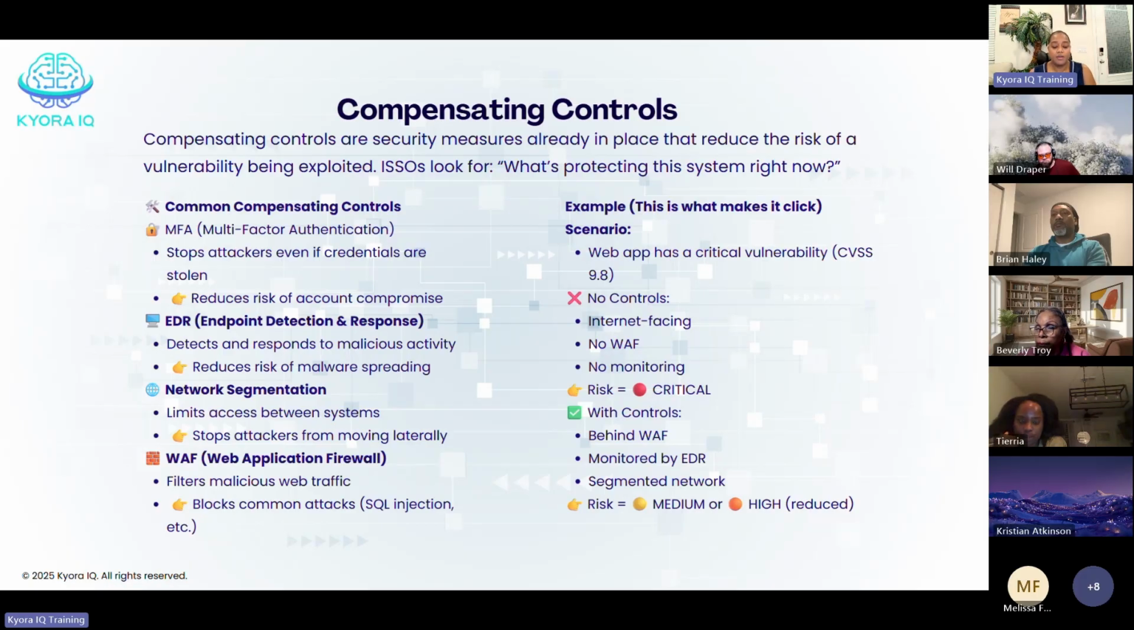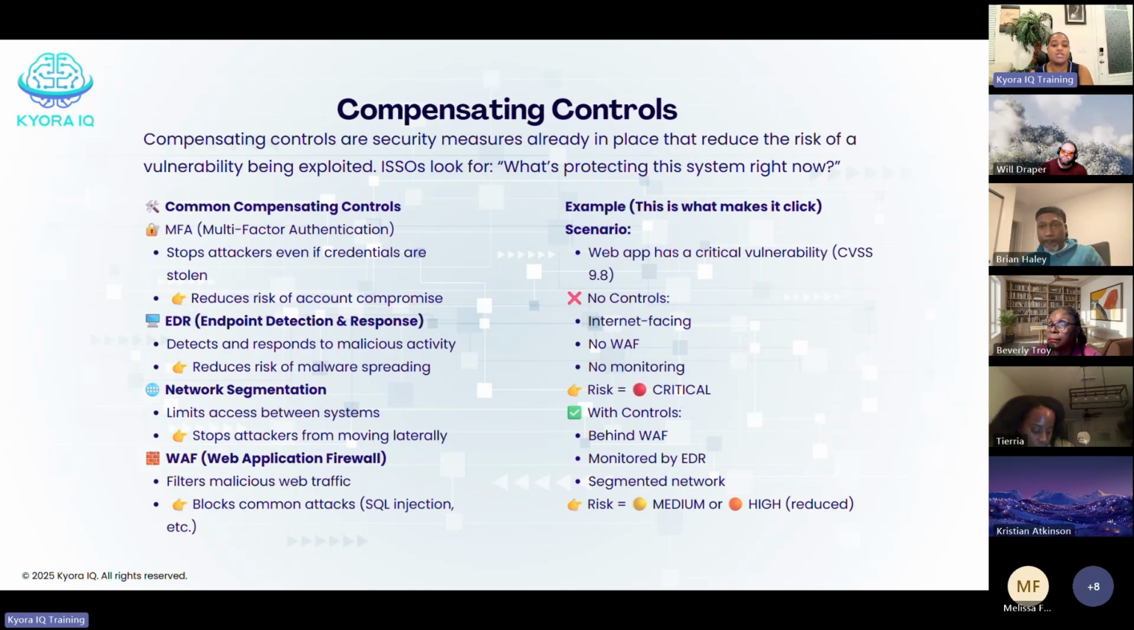Network segmentation. Again, we talked about that, limits access between systems, so that's a compensating control, stops attackers from moving laterally. Your web application firewall filters malicious web traffic. So even if there is some type of SQL vulnerability that exists, your web application firewall will filter malicious traffic and hopefully stop attackers from actually getting through.